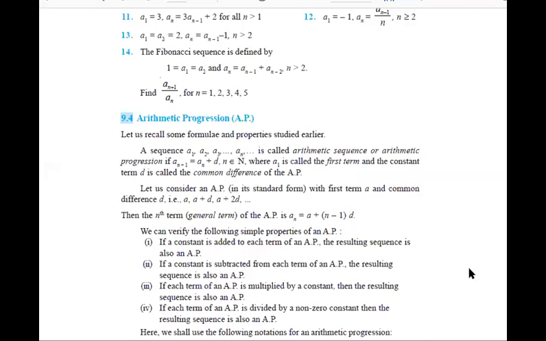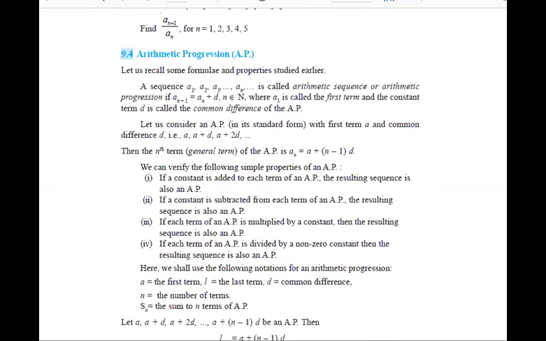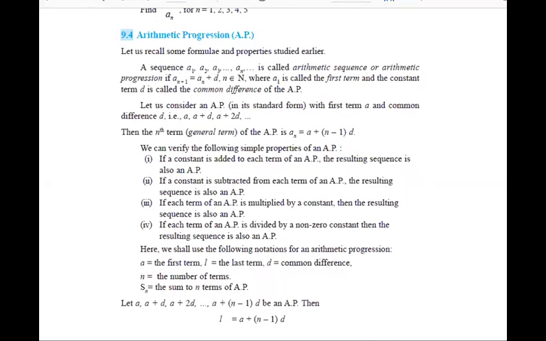Now, the next concept that we studied was AP. I said that AP is a sequence in which the common difference between two consecutive terms is constant. Yes or no? So the general term is given by an is equal to a plus n minus 1 into d. We have derived everything.